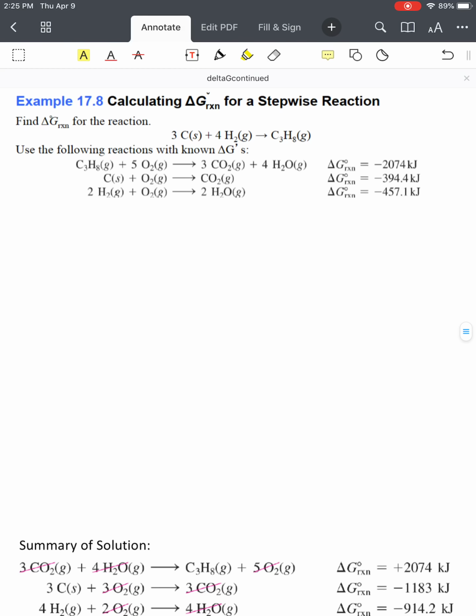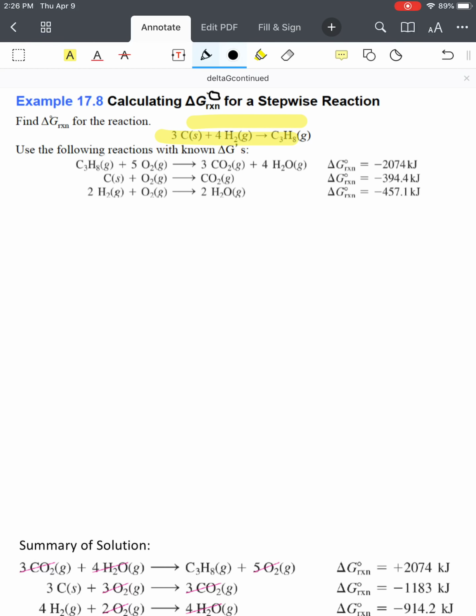I'd like to try to compute delta G0 for a stepwise reaction, and this is essentially going to compute our delta G0 reaction by summing reactions together. Now when you're faced with a problem like this, one of the first things you need to do is identify the desired reaction, okay? That desired reaction is right here at the top of our slide.